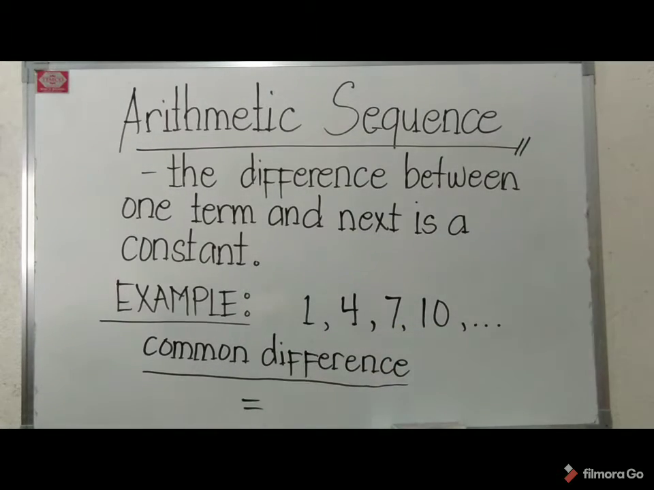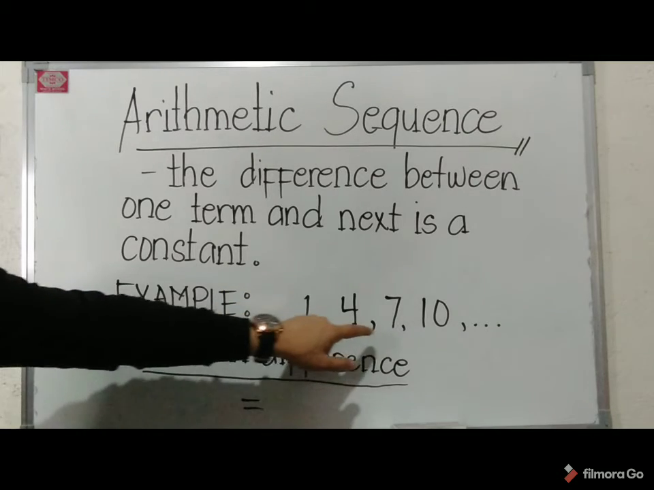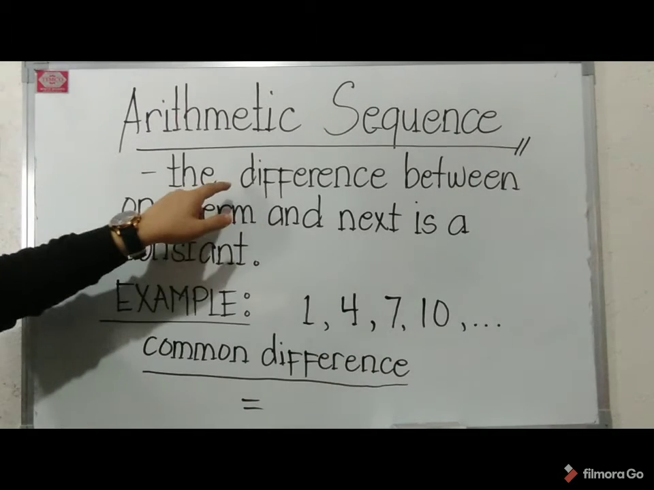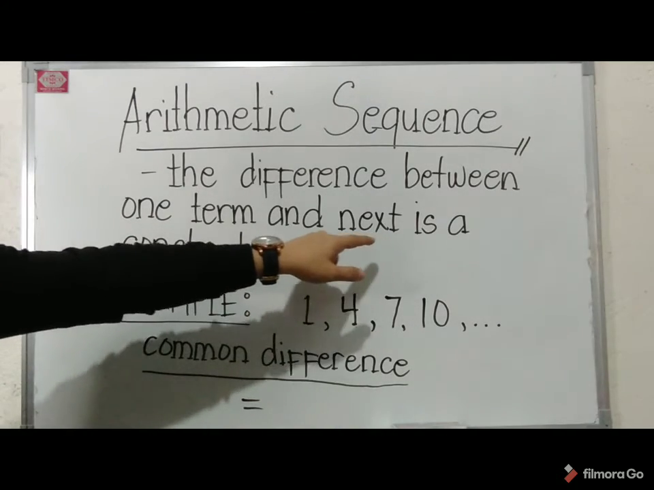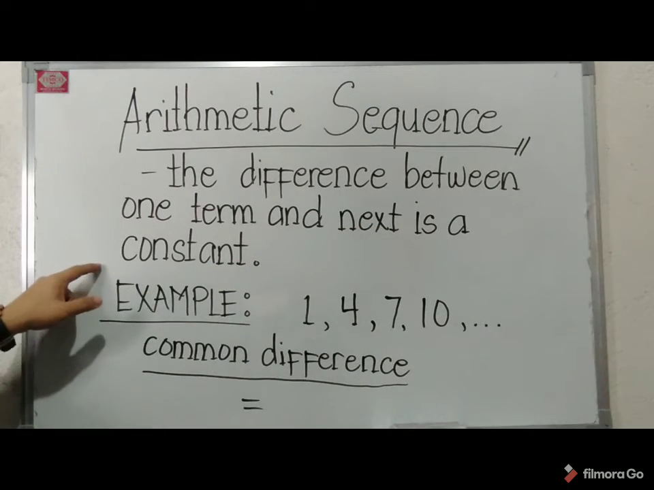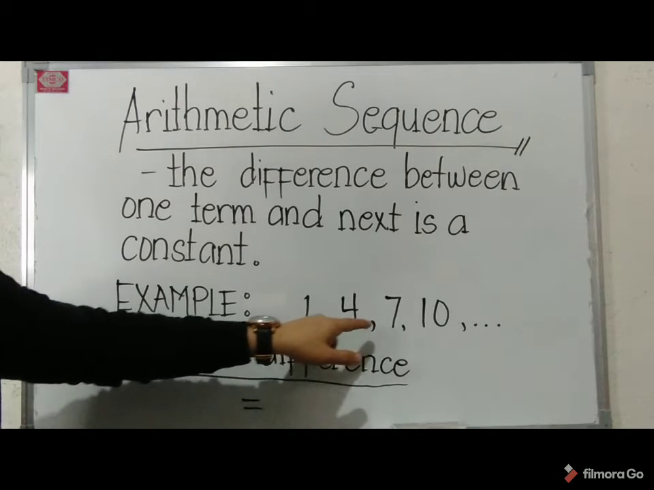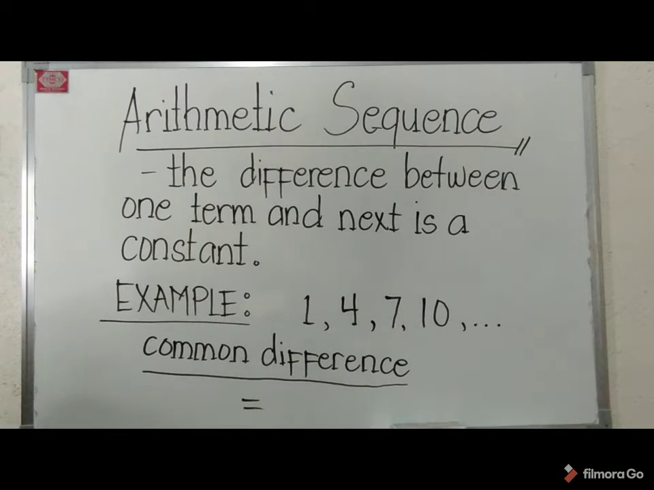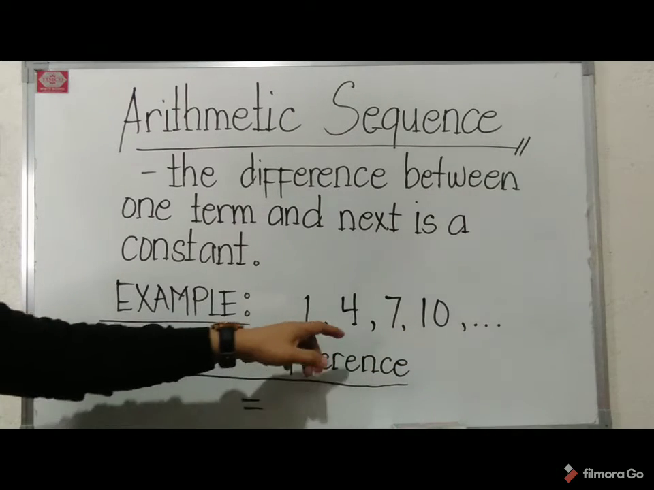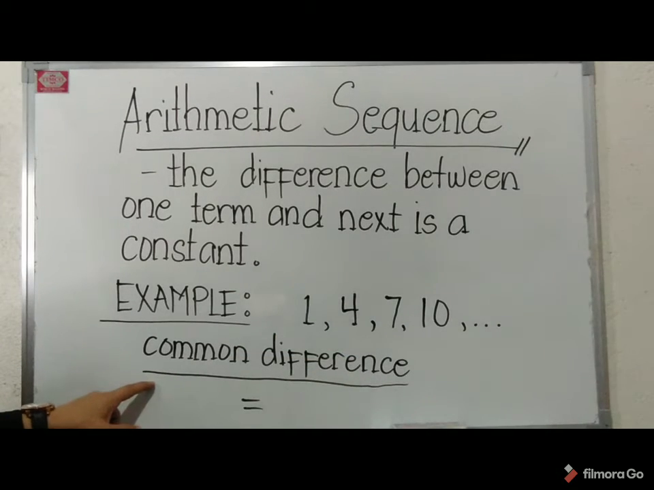So mapapansin nyo, meron tayong pattern. Now, ano ba yung pattern natin yon? So sabi dito, difference between one term and next term is a constant. So mapapansin nyo, yung difference sa pagitan ng mga terms na ito ay constant o hindi nagbabago. So ang tawag natin doon sa constant na yun ay common difference.